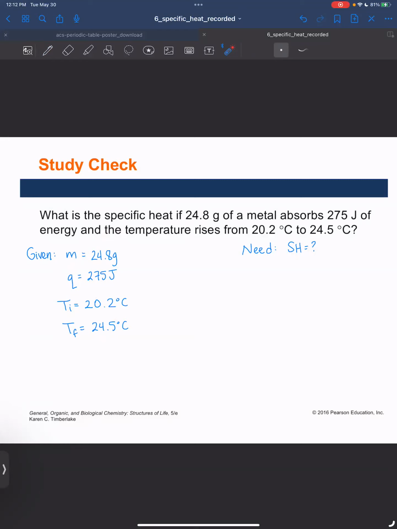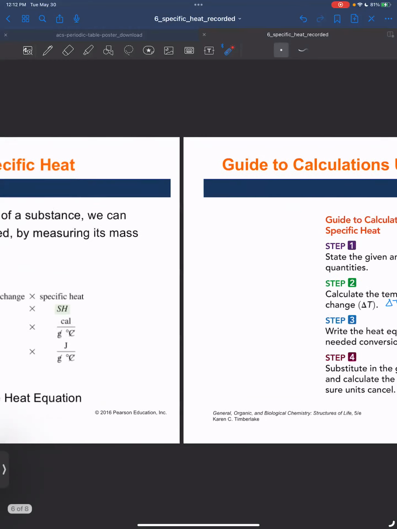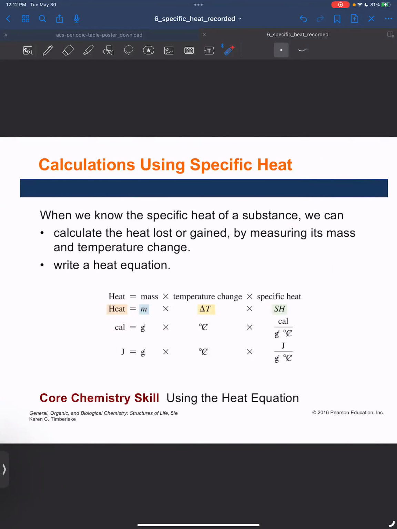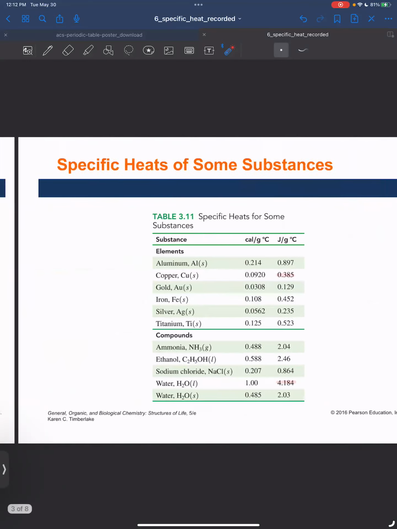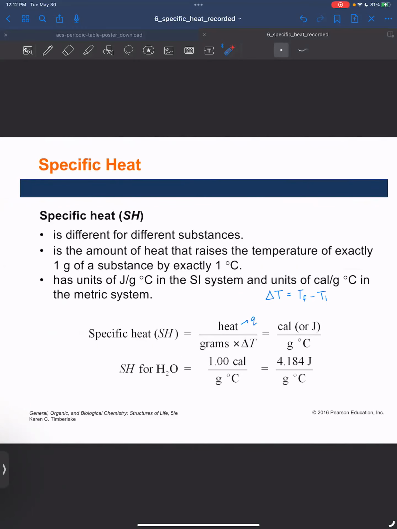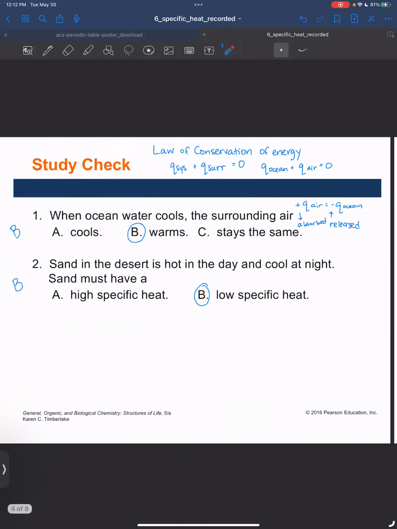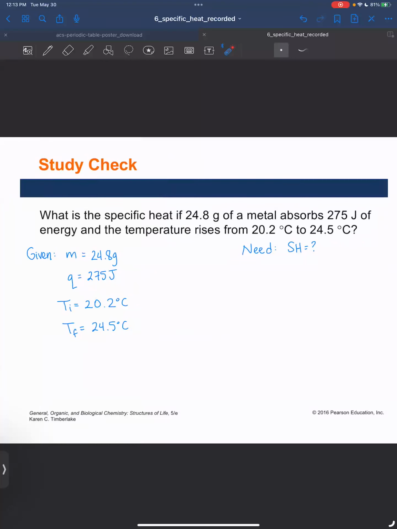So whenever you're working these types of problems, either specific heat or heat energy, you have to determine which formula to use. Because we're looking for specific heat, let's go back. We're not going to use this formula here because it solves for Q, and we already have Q. We're going to use this formula here. Specific heat is equal to Q, heat energy, over grams in mass times delta T. I'm going to write that on our problem here. So specific heat is equal to Q over mass times delta T.